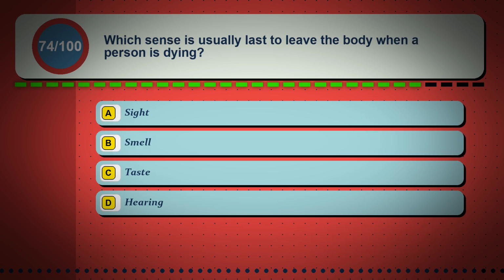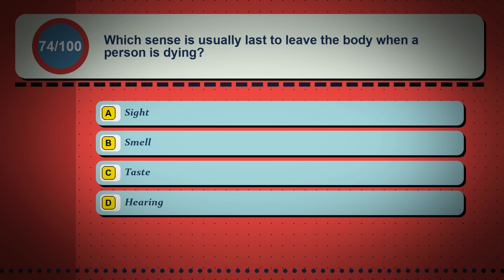Question 74. Which sense is usually last to leave the body when a person is dying? Option A, sight. Option B, smell. Option C, taste. Option D, hearing.